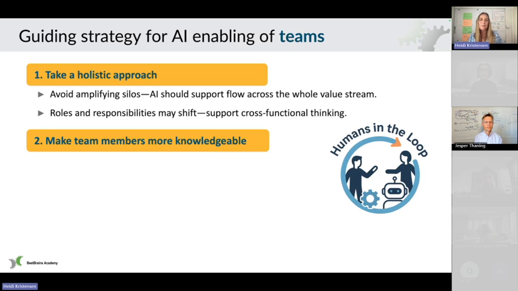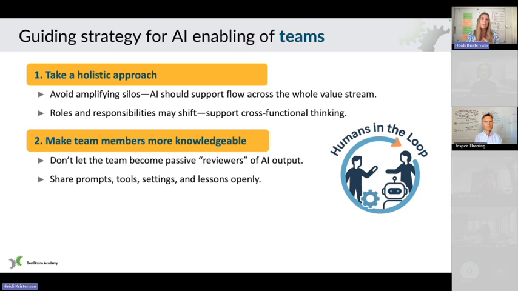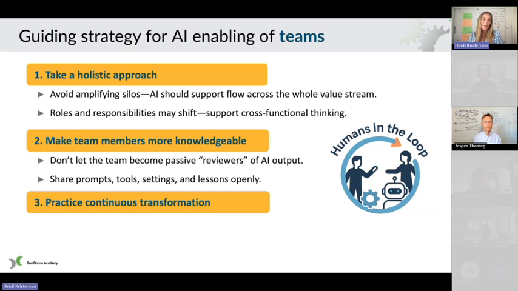And the second one is around making team members more knowledgeable, not making us all passive reviewers of AI output. So I'm sure you've all tried when you do a prompt and you get a lot of text, and suddenly if we are not careful, we can become more passive reviewers than actually interacting and being active around it. And then to share the prompts, the tools, the settings, how we are doing things openly, again, to avoid the silos. And thirdly, the practice of continuous transformation.